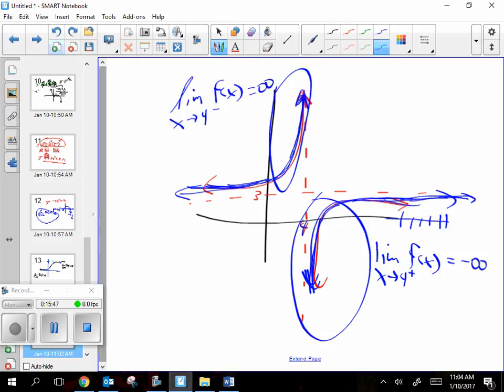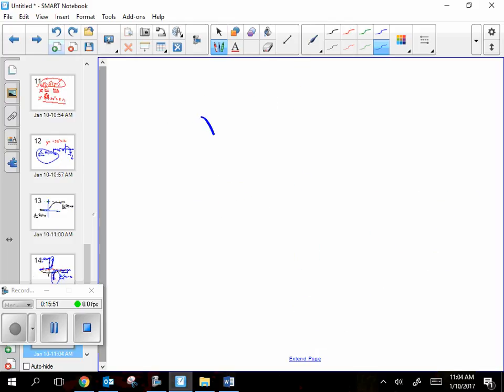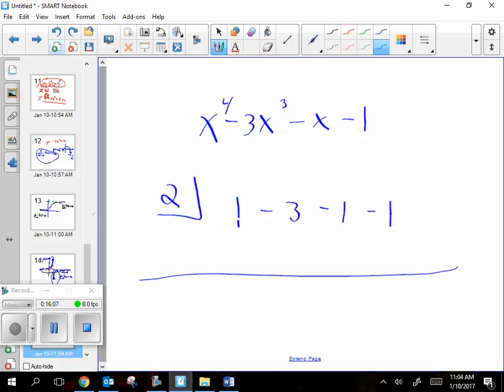All right, then there's one more topic I got to get through in a very short amount of time, and that is just if I give you one of its zeros, if I gave you x to the 4th minus 3x to the 3rd minus x minus 1, and I said it's got a 0 of 2. Do you remember how to do this? 1, negative 3, negative 1, negative 1. Draw the line, drop it like it's hot. Take Snoop Dogg's advice. Remember this?